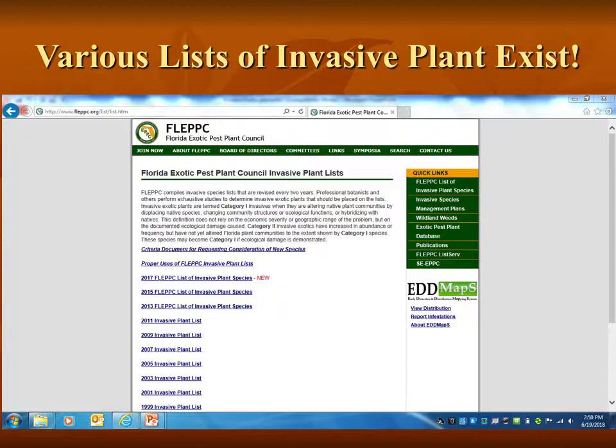These are invasive exotics that have increased in abundance or frequency, but have not yet altered Florida's plant communities to the extent shown by Category 1 species. And here's the key to Category 2: these species may become ranked Category 1 if ecological damages are demonstrated. And they have a whole bunch of plants listed here, including, among others, queen palm.